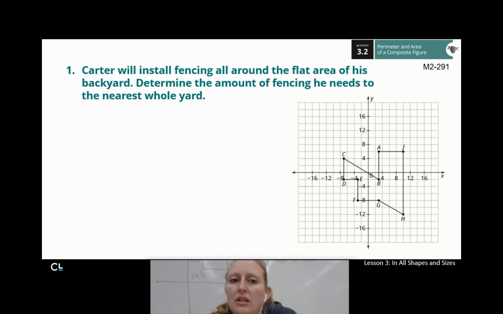So Carter is going to install fencing all around the flat area of his backyard. Let his dog run around, right? I would like you to determine the amount of fencing he needs to the nearest whole yard. So if he's trying to find fencing to put all around the outside of that yard, as weird as it is, you might want to ask yourself, are we finding perimeter or area? And once you've decided, go for it. Go ahead and hit pause to work this out. Hit play when you're ready to check your work.